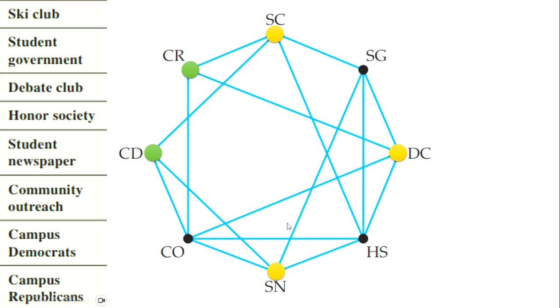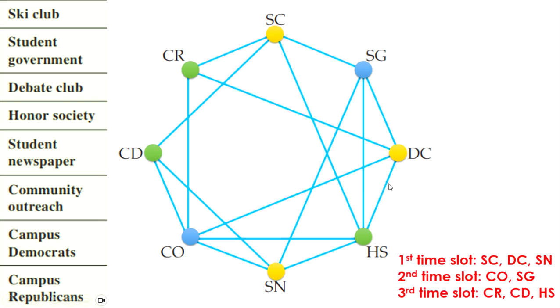So if that's the case, let's try another case. Let's say we pick the Honor Society. If we pick the Honor Society, there will be no conflict for the Student Government and Community Outreach since they are not connected. They can have the same color. So we'll have the Student Government and the Community Outreach. So in this case, we have now 3 time slots compared to 4 time slots earlier.